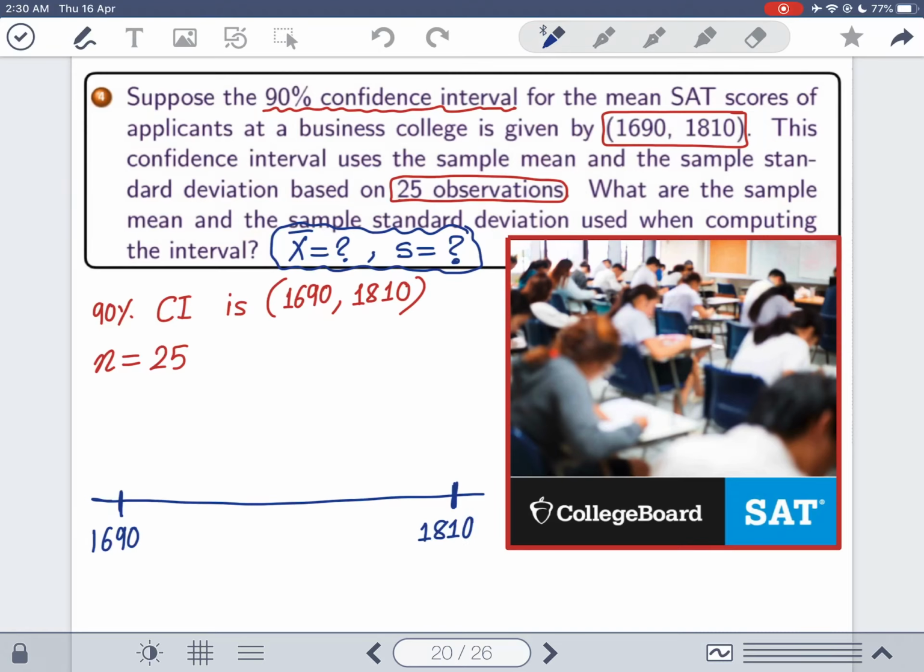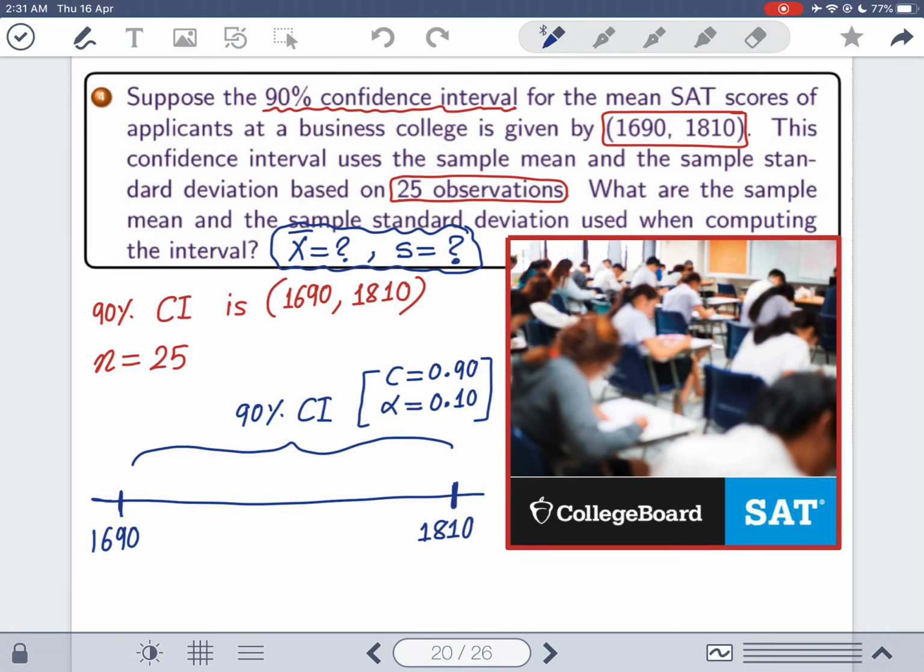Notice that we know that this is our 90% confidence interval. So let's say this means that C is 0.90, okay? Or you can say the level of significance is 0.10, 10%. It's nice to always write this, level of confidence and level of significance, whenever you have any question on confidence intervals.